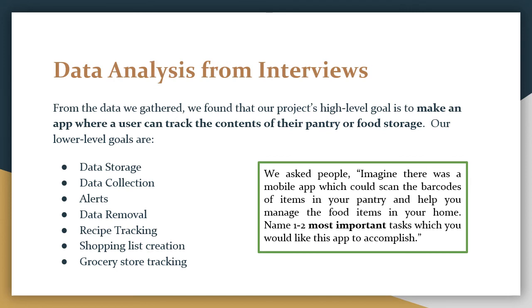From the data we gathered, we found that our project's high-level goal is to make an app where a user can track the contents of their pantry or food storage. The high-level goal is broken down into the lower-level goals of data storage, data collection, alerts, data removal, recipe tracking, shopping list creation, and grocery store tracking.